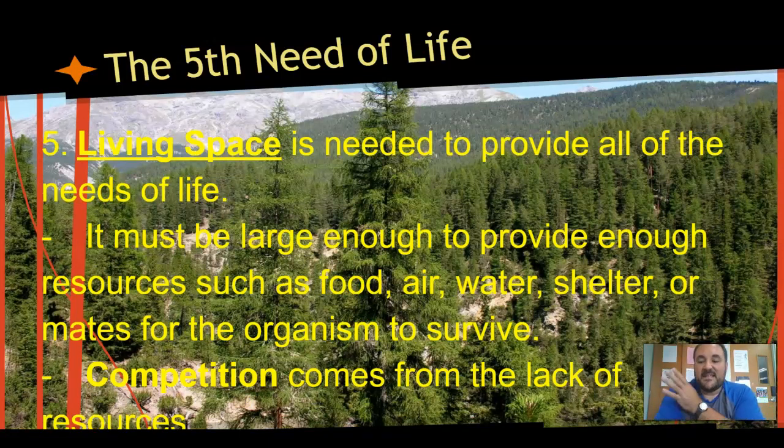All living things need an area to meet their needs. That living space has to have food, water, air, shelter. If it's a plant, it has to have nutrients, it has to have sunlight. And we have to find all of these things in our living space. You have to find members of the same species to mate with. So mates can actually be a part of your living space.